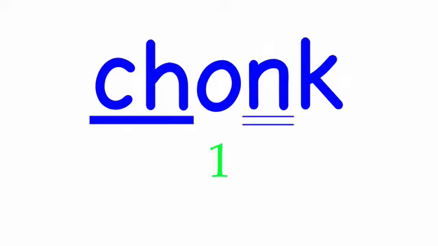Chonk. Here again, N is followed by the sound k in the word, so we know N will represent its second sound. That is why we put 2 lines under the N here. We also underline CH. It is a consonant team. We never put numbers under consonant teams. Row 2.